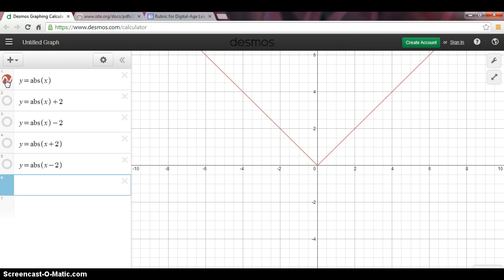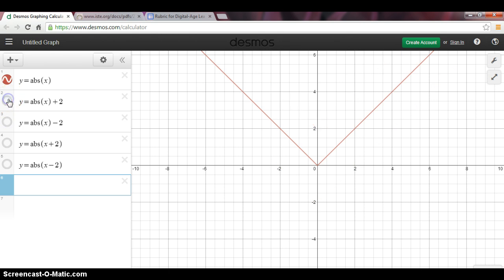So here is the absolute value of x. So they will graph that one and see what that looks like, and you can see how it makes a V and it comes out of 0, 0. So then if I do the absolute value of x plus 2, you can see that it's the same exact graph, but it's shifted up 2. And then when I graph the absolute value of x minus 2, it's the same graph, but it's shifted down 2.